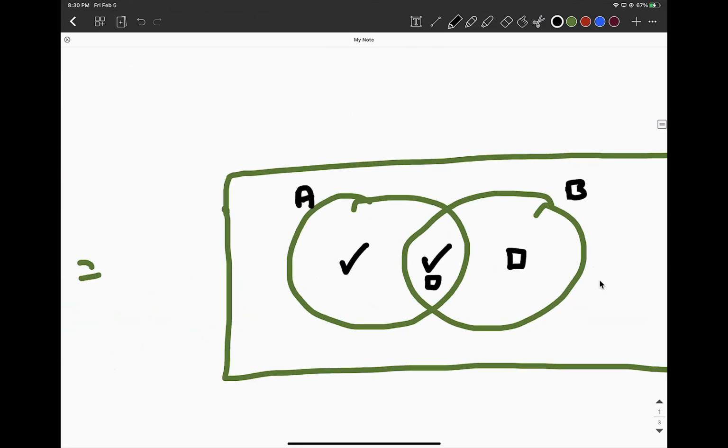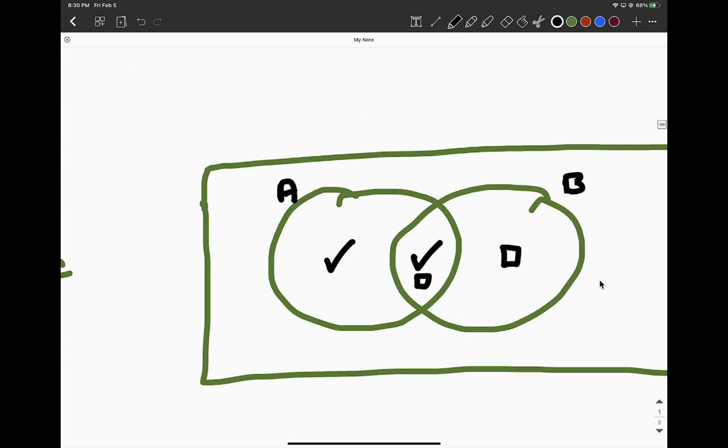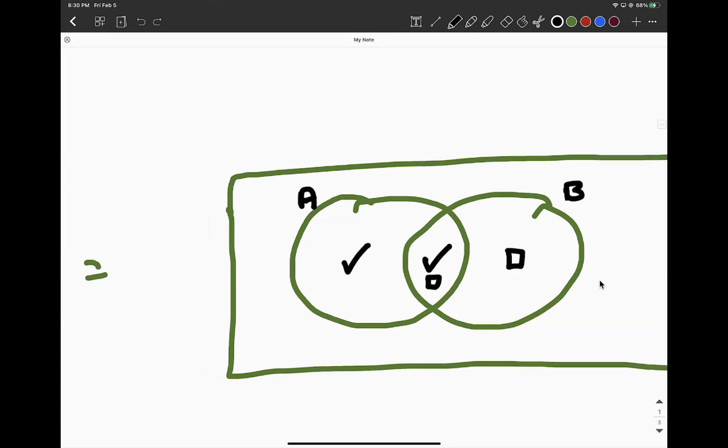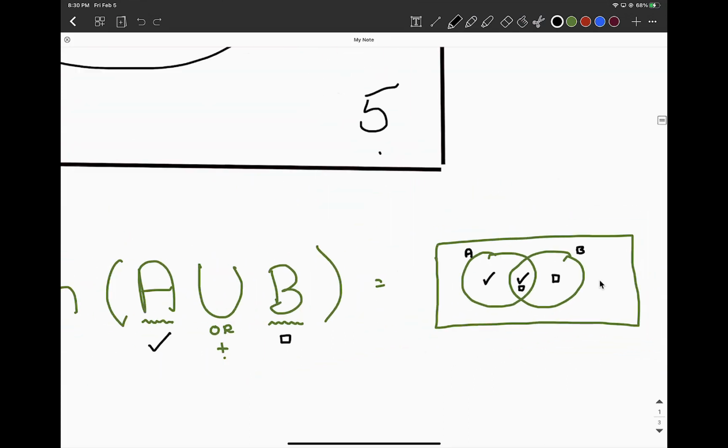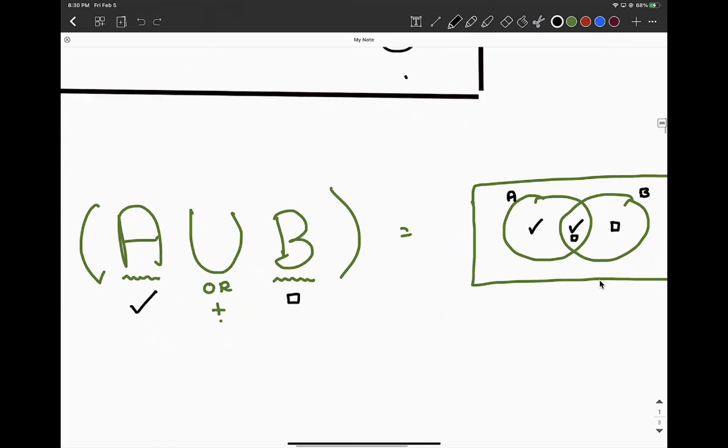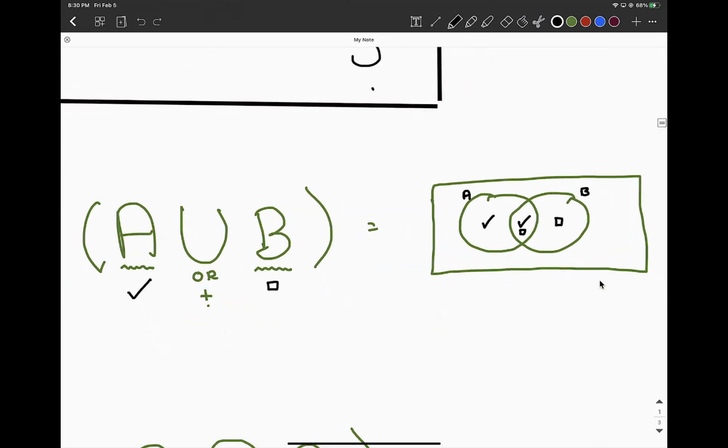Now, just because something is counted twice doesn't mean that we have to get rid of it. No, that's fine. Just because you got two, it was true for both of them, that's fine. We're just adding these together. To me, a union is almost like an invitation to a party. Remember what those were? Getting an invitation to a party.